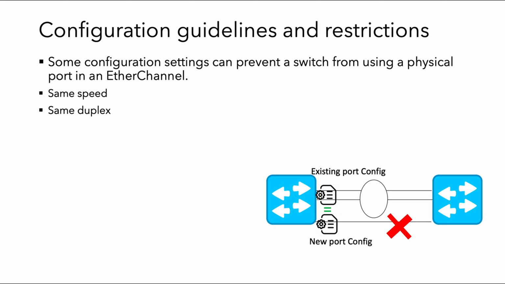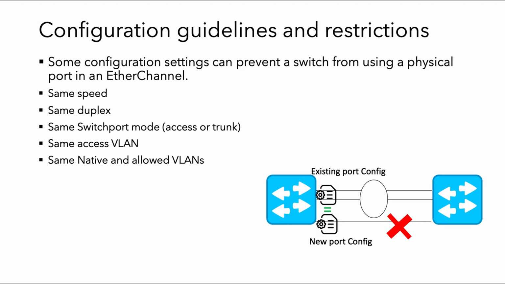Configure all the interfaces in the Ether channel to operate at the same speed and in the same duplex mode. You can have all the ports configured as an access port or as a trunk port in an Ether channel, not both. If it is an access port, all the ports must be in the same VLAN. If it is a trunk port, the native VLAN and allowed VLAN list must match. And of course, STP interface settings should also be the same on all the ports.